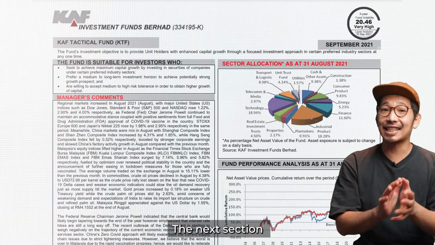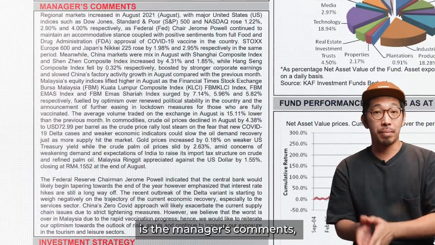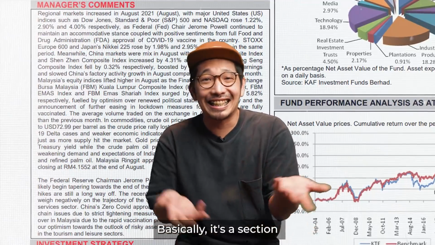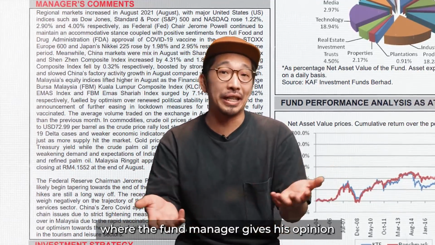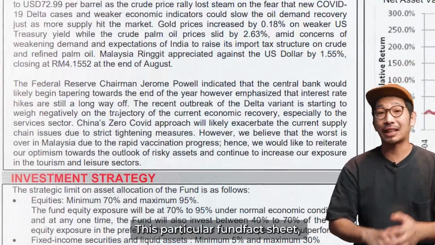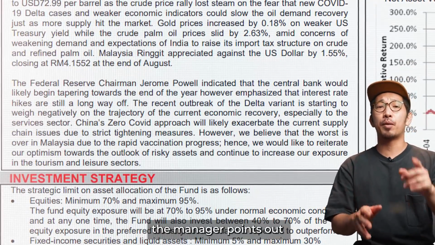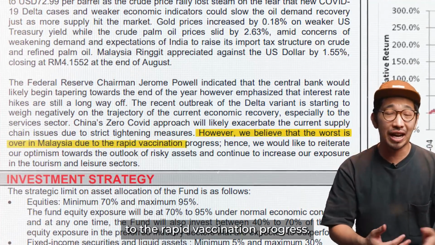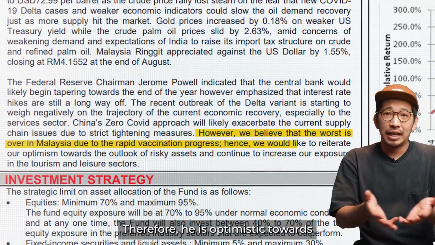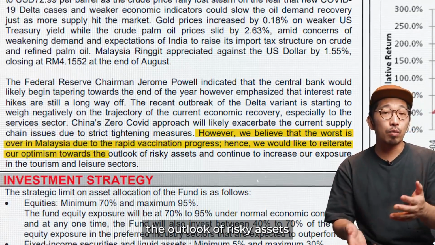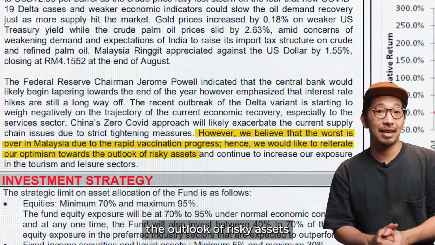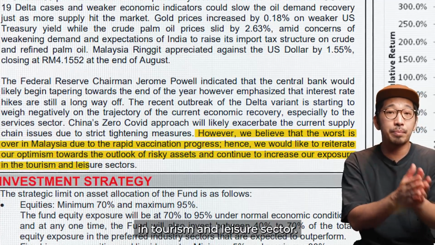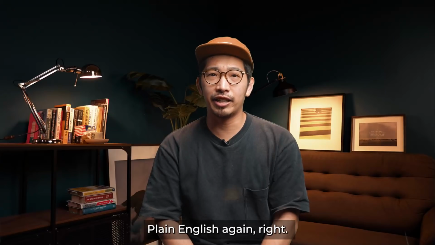The next section is the manager's comments, and sometimes they will call it a market review. Basically, it's a section where the fund manager gives his opinion on the overview of the market. In this particular fund fact sheet, the manager points out that he believes that the worst is over for Malaysia due to the rapid vaccination progress. Therefore, he is optimistic towards the outlook of risky assets, and he will continue to increase his exposure in tourism and leisure sector. Plain English again, right?